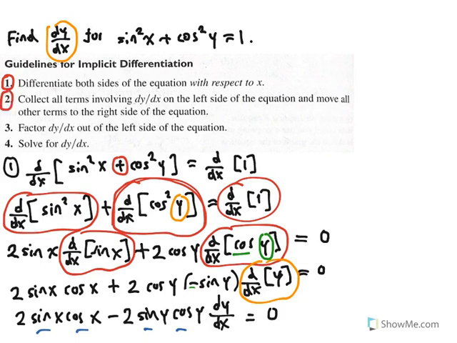Now we're ready to move on to the second step. Collect all terms involving dy dx on the left side of the equation and move all other terms to the right side of the equation. There's only one term that has dy dx, and it's this one. You could leave it on the left side of the equation, or you could move it to the right side of the equation. It doesn't really matter. We don't actually need to do step 3 for this problem because there's only one term that has dy dx in our equation here. And then all we really need to do is just solve for dy dx, and that will give us our derivative of y with respect to x that we're looking for.